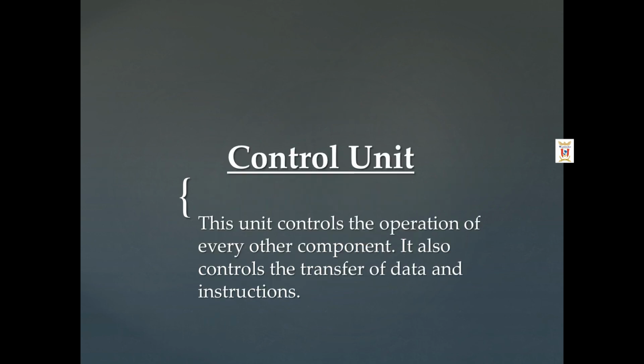The last topic is the control unit. This unit controls the operation of every other component. It also controls the transfer of data and instructions. In order to execute the instructions, the components of the computer receive signals from the control unit. It extracts the instruction from the memory, decodes it, and sends the necessary signal to the ALU to perform the required action.